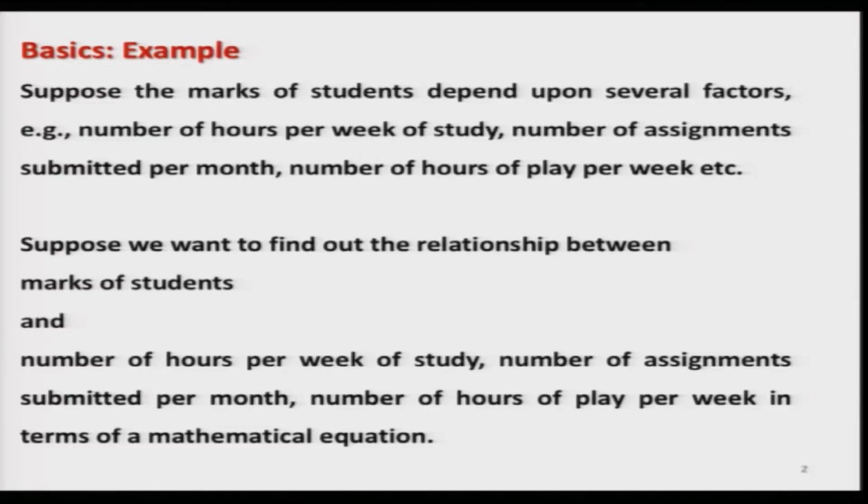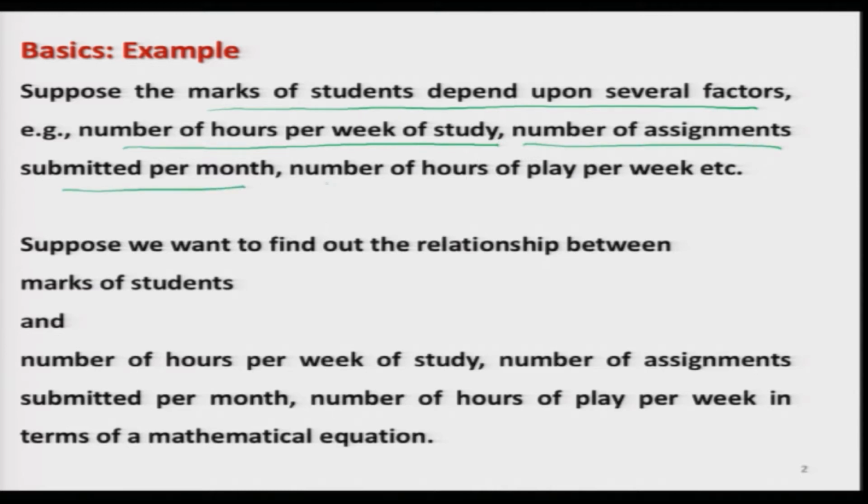where the dependent variable is going to be dependent on more than one explanatory variable. And when we have this type of setup, this is called a multiple linear regression model. Okay, so, now in order to move forward, we consider the same example that we considered earlier, that we had obtained the marks of the students, which we know depend on several factors, several variables: number of hours of study per week, number of assignments submitted per month, number of hours of play per week, and so on. There are many other things.